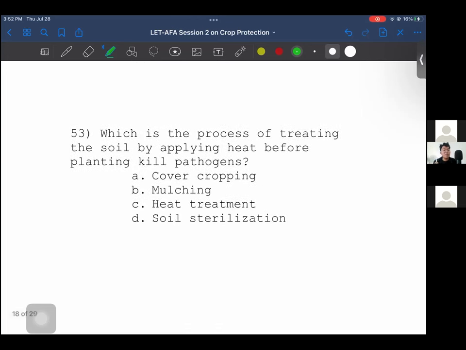Here, which is the process of treating the soil by applying heat before planting to kill pathogens? So which of these do we consider a treatment for soil? So the answer for this is soil sterilization. When we sterilize the soil, we are also preventing our pathogens from growing. Most of our pathogens, but not all, are sensitive to heat.